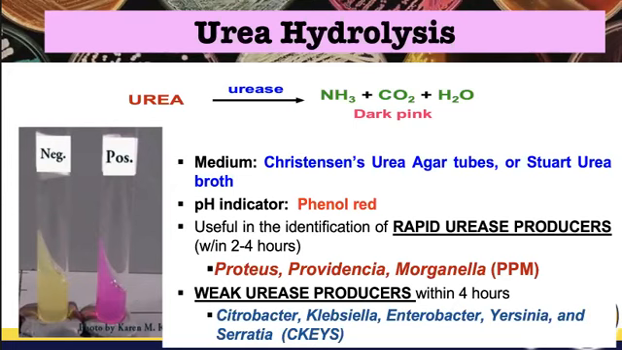Usually, those that are strongly positive for urea hydrolysis are the PPM: your Proteus, Providencia, and Morganella. Although others can weakly produce urease and may cover the slant portion with magenta or pink color. This would be your SCKES: Citrobacter, Klebsiella, Enterobacter, Yersinia, and Serratia.